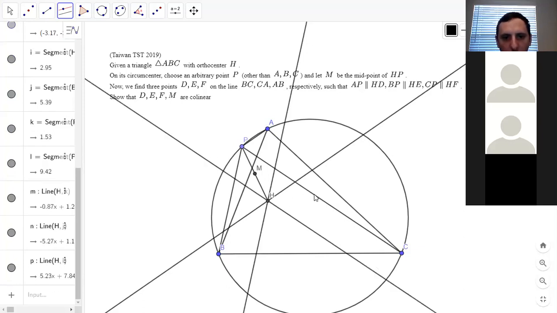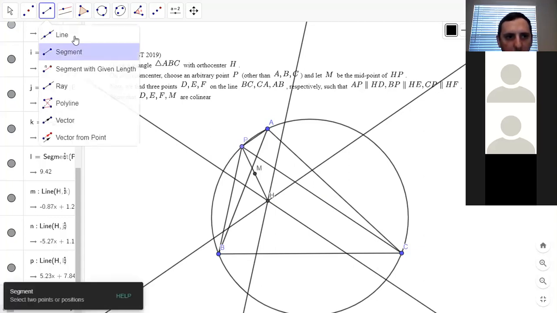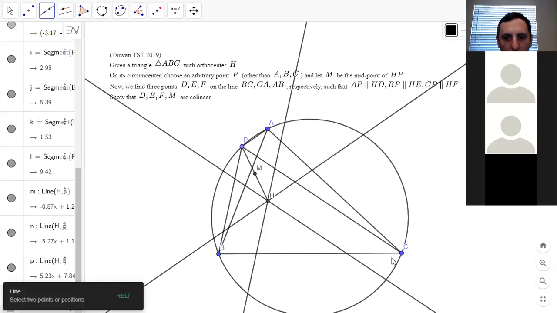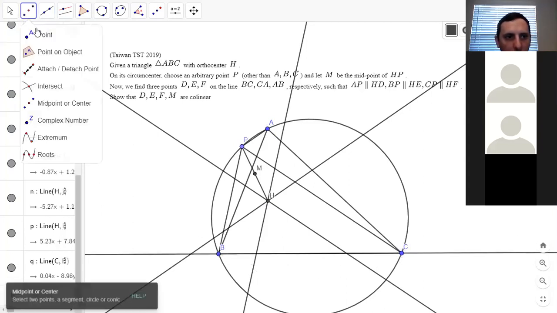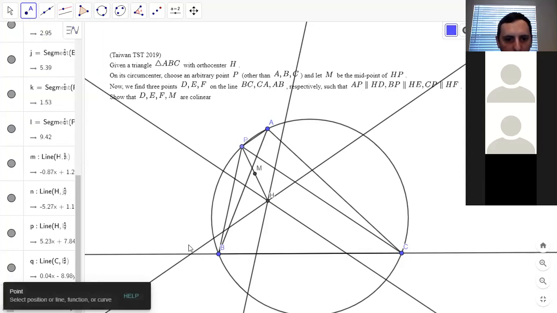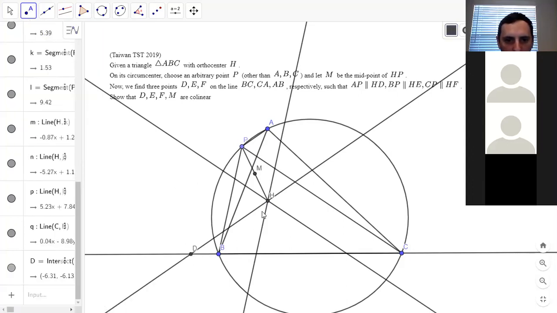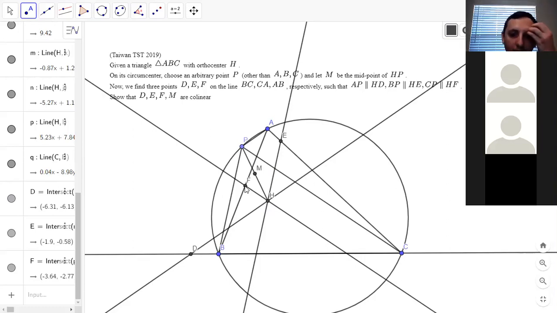That's interesting. AP, BP, and CP. So the parallel to AP, we want to see where it intersects BC. And then CA and AB. So BC, then the parallel to BP, E, and F, and we want to show that D, E, F, and M are collinear. Interesting.